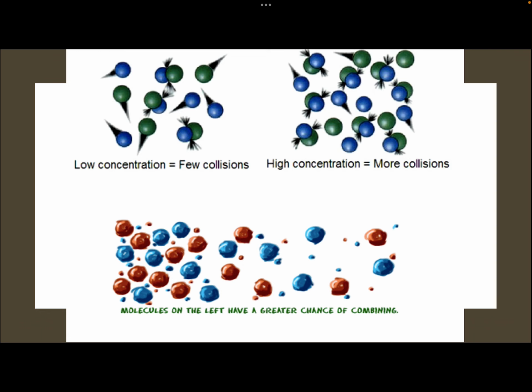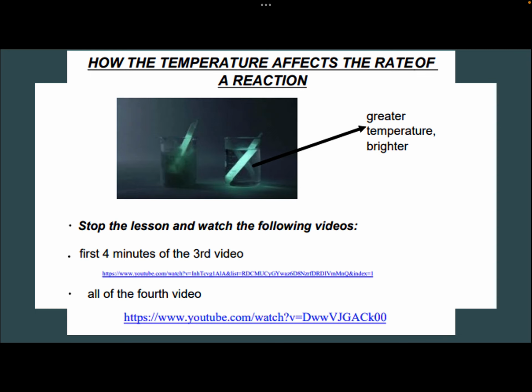So you can see here, the example on the left is that there are fewer particles. That means there's a lower concentration, which means there are fewer collisions and less products. But the more we have, the higher the concentration, the more collisions, the more products. Okay, so we have to look at that based off of how many there are and how the concentration is going to affect the rate.